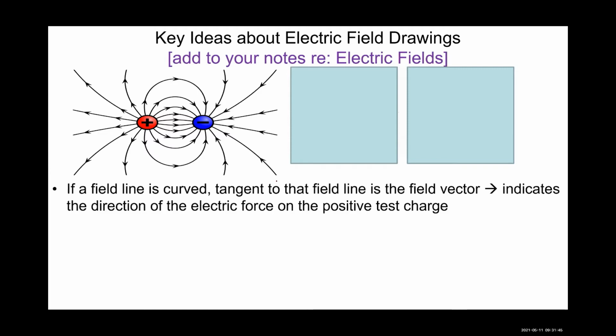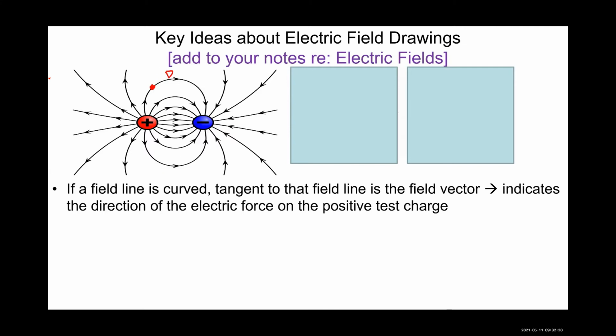So one of the things I want to make sure we understand about electric fields is the following. Notice this electric field over here on the left. This is an electric dipole field. And the key idea I want you to understand here is if a field line is curved like that, then let's say I have a positive charge located right here. The question is, what direction will it feel a force at that point? Well, it feels a force in a direction that's tangent to the field at that point, okay?